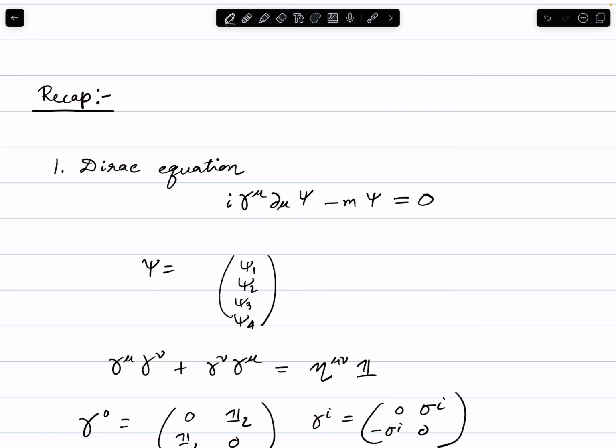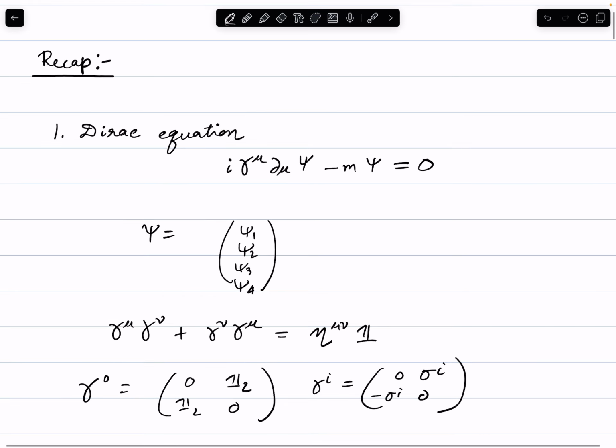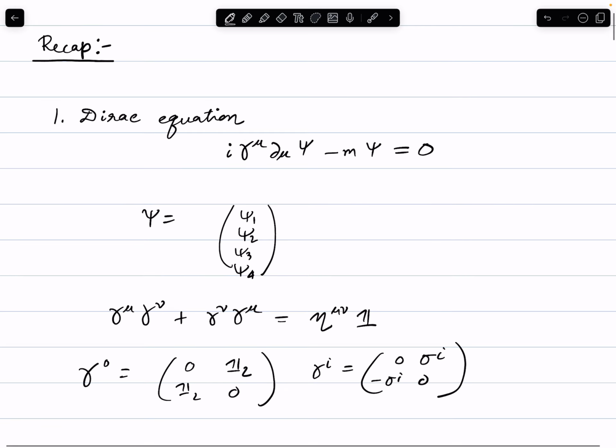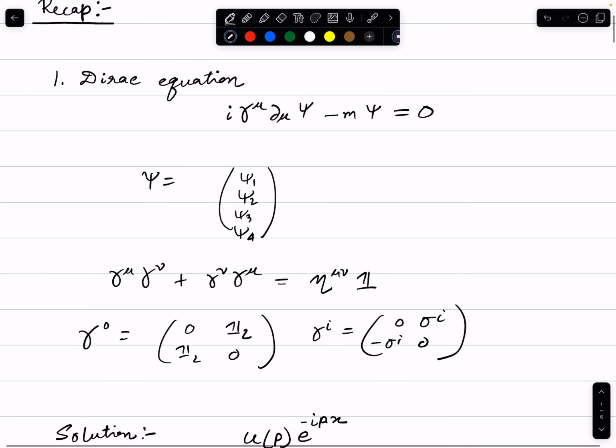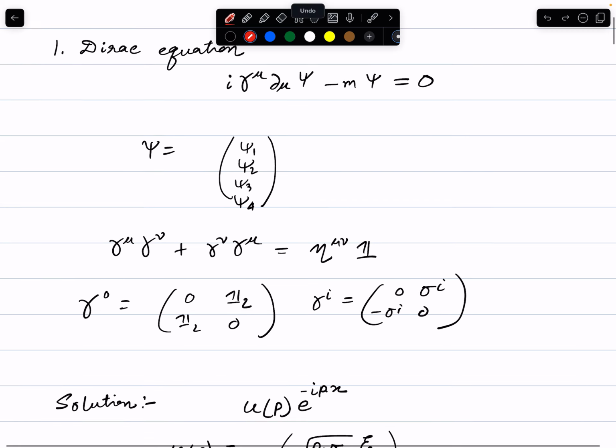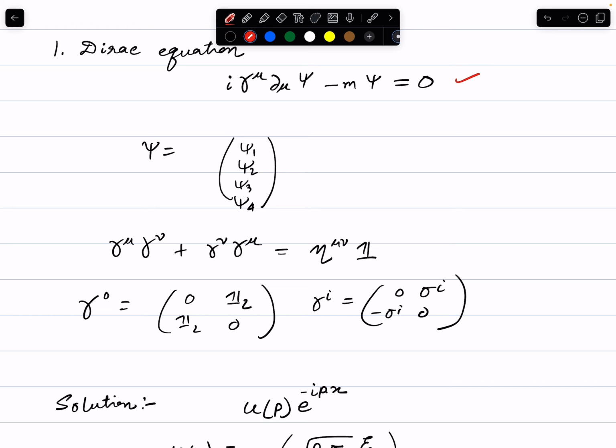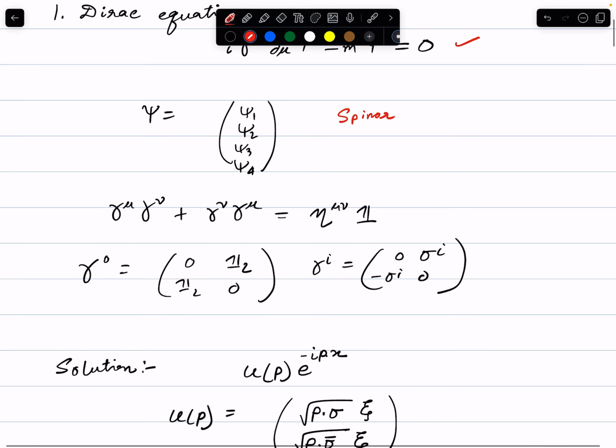Okay, great. So let's recap what we did in the last class. We introduced the Dirac equation, which is this, and I told you that this Dirac equation has a solution. This equation is in terms of some field psi, which has 4 components. So this is called a spinor, and why it's called a spinor I will tell you briefly.